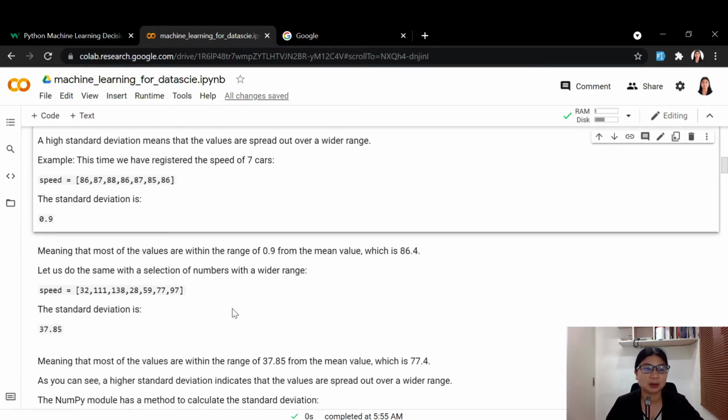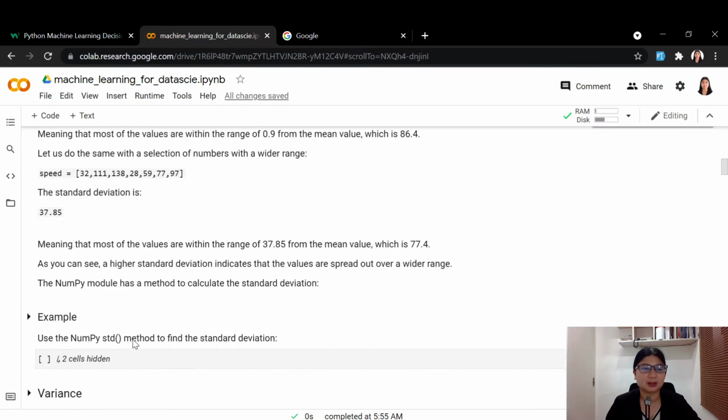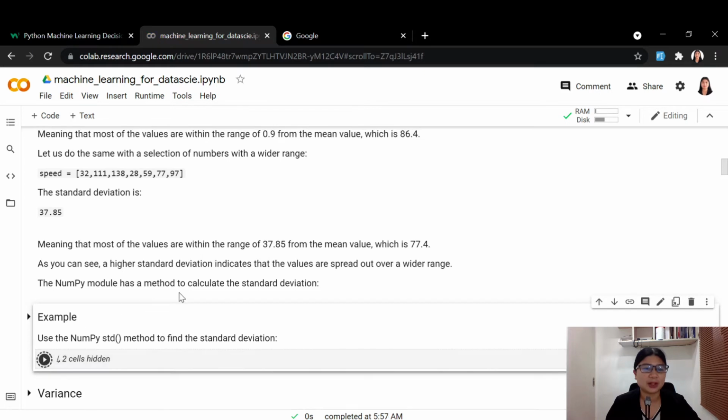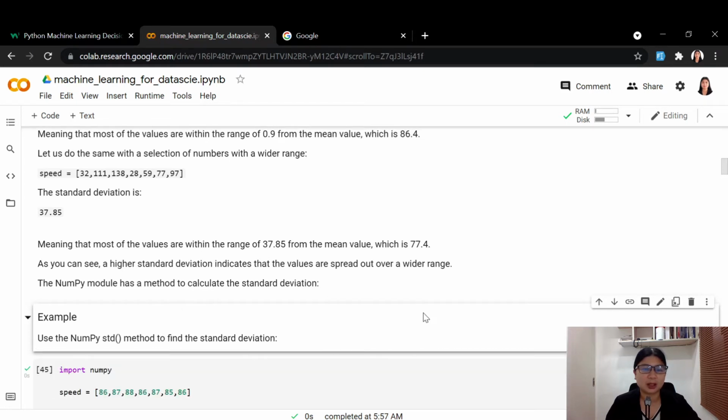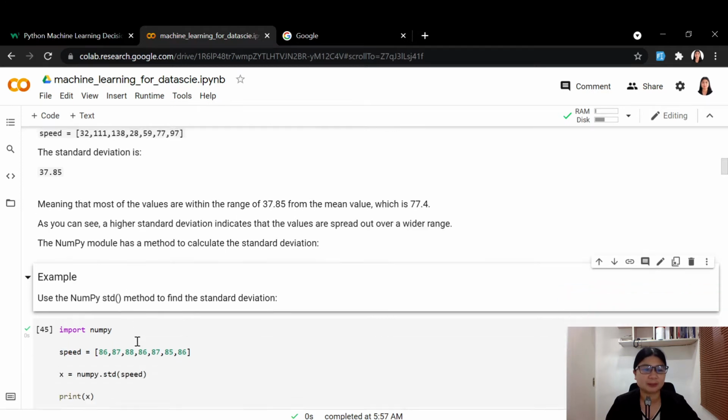Paano na siya ikuhaon, no? So, the meaning, most of the values are within the range of 0.9 from the mean value, which is 86.4. So, let us do the same with a selection of numbers of wider range. So, in this example, the standard deviation is 37.87. So, meaning, most of the values are within the range of 73.85 from the mean value, which is 74.7.